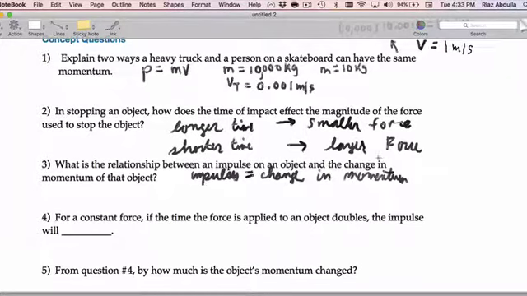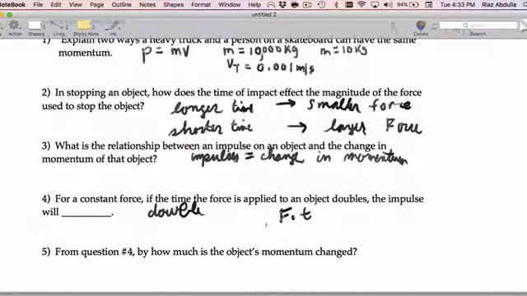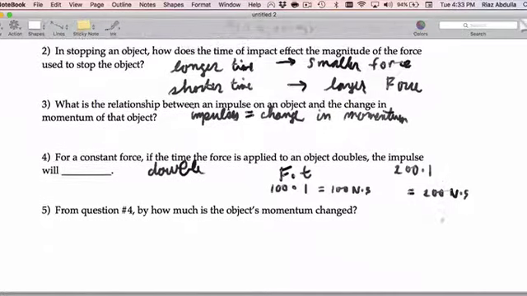Now, for constant force, the time the force is applied to an object doubles, the impulse will, in fact, double. But let's not guess that. We know that impulse is F times t, right? Let's make up some numbers. Suppose I have 100 newtons of force that I apply for 1 second. That would give me 100 newton seconds of momentum. Now, let's double the force. So 200 newtons of force applied for 1 second gives me 200 newton seconds. So yes, indeed, it does double.